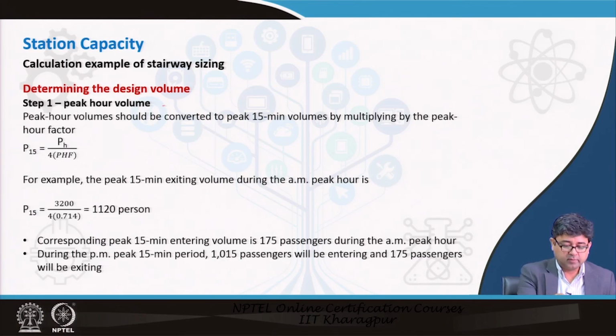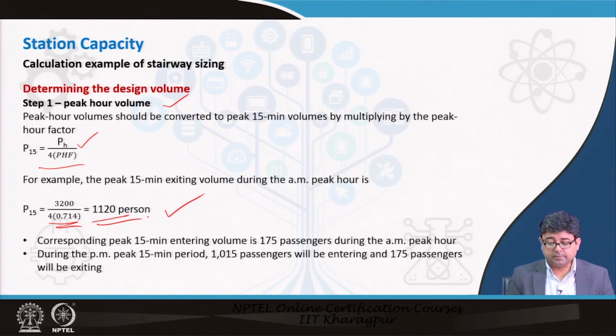So, you know how to develop the peak hour volume. If you are given peak hour flows, you just divide it by 4 times the peak hour factor. Peak hour factor was given as 0.714. So, you now know that in the peak 15 minutes, there will be 1120 passengers trying to access your stairway.